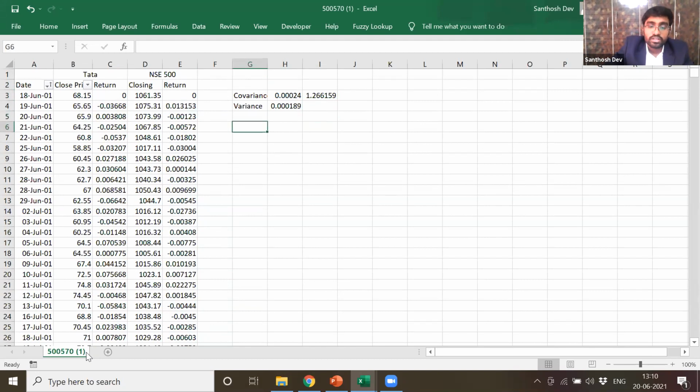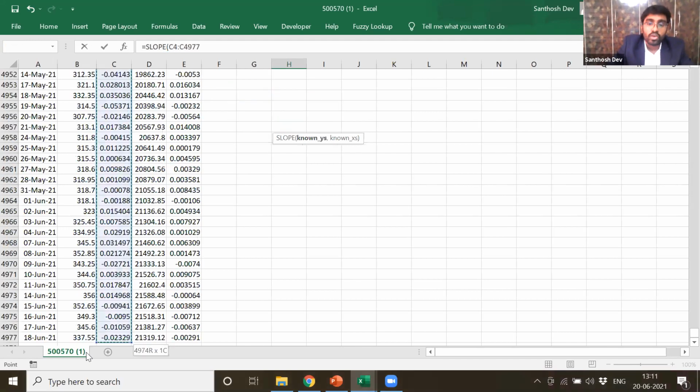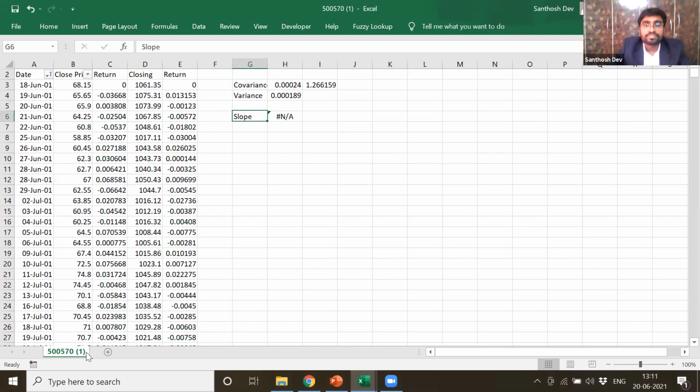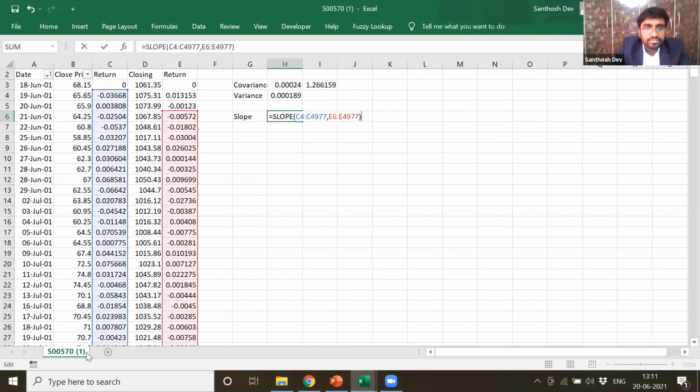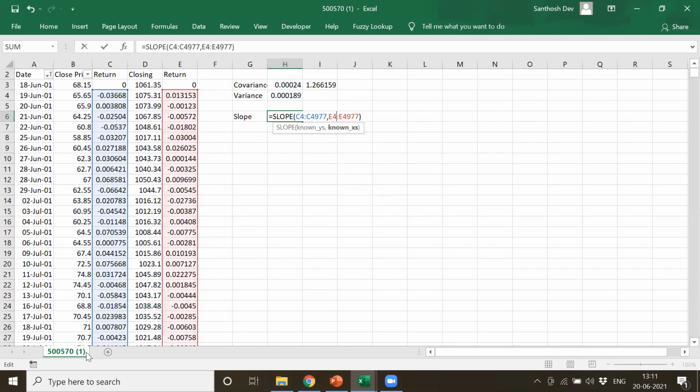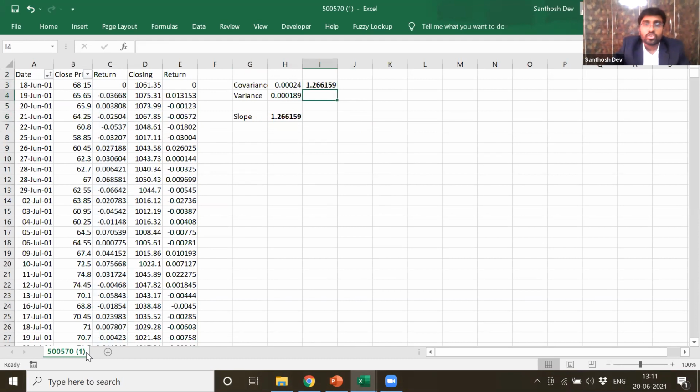And the other way of doing it is using the slope formula. In slope, I will take the daily values of the known y's, comma, daily values of the x's, E4. So either this way you go or the other way you go, you will be able to arrive at the same value. So this is how we calculate beta.